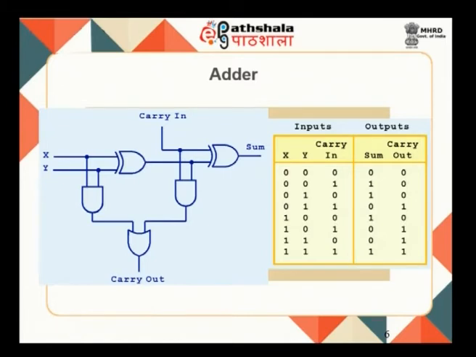A full adder circuit takes 3 binary inputs and produces 2 binary outputs, a sum output and a carry output. The truth table of a full adder circuit has been shown here, and this is the circuit of a full adder circuit. If you look at the sum bit getting generated, the sum is an XOR of x, y and the carry in, and the carry is generated as a sum of the product terms according to this truth table.